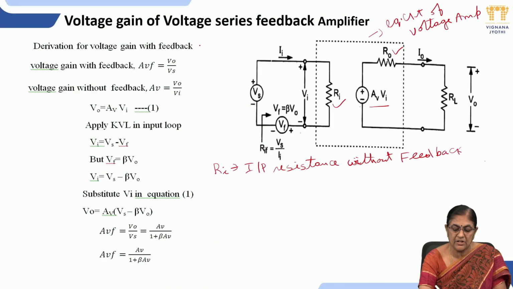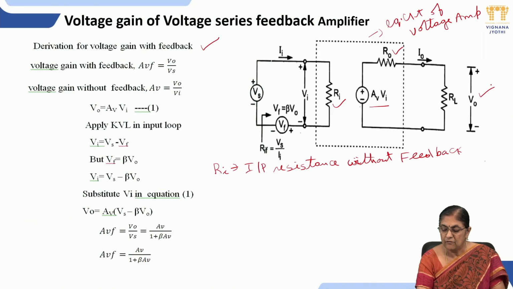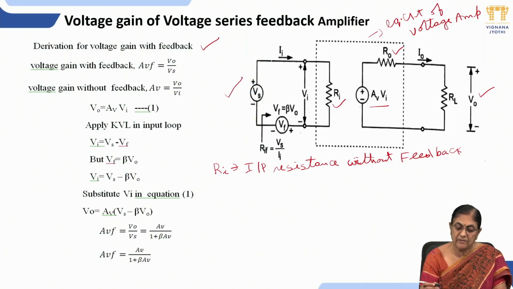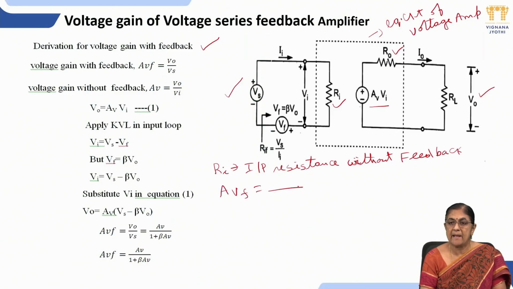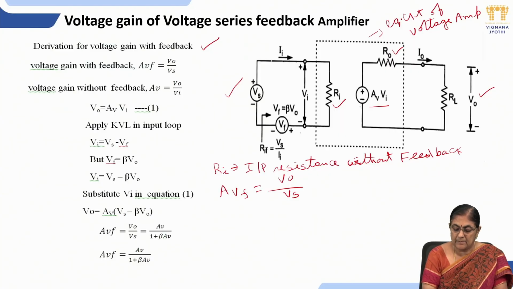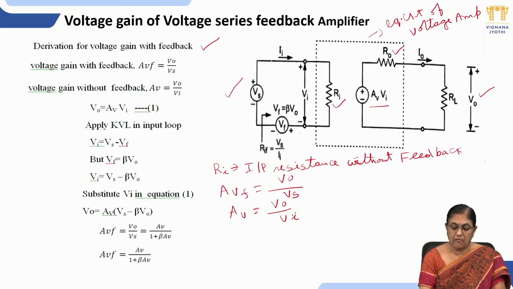Now we will see the derivation for voltage gain with feedback. What is the output of the feedback amplifier? V0. What is the input of feedback amplifier? Vs. Therefore, voltage gain AVF is equals to ratio of output of feedback amplifier to that of input. That means V0 by Vs. Okay. So voltage gain without feedback, that means voltage gain of the voltage amplifier, that is AV is equals to V0 by Vi. Okay. So from this expression, what did you get? V0 is equals to AV into Vi.